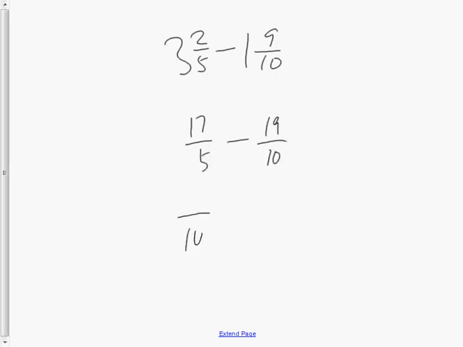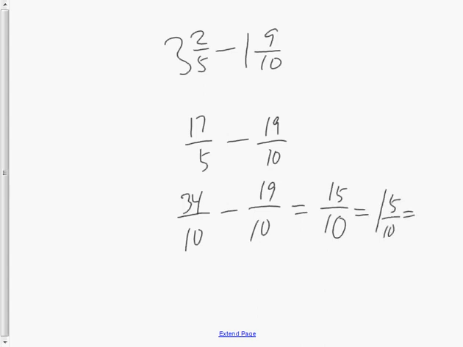Okay, question 17 is 3 2/5, take away 1 and 9/10. I'm going to think, okay, so I'm subtracting mixed fractions. Never subtract them, always convert them to improper. That'll be 17/5, take away 19/10. Your common denominator will be 10. So 34/10 and 19/10. When you subtract the two of them, you're going to get 15/10, which is 1 and 5/10, which in lowest terms is 1 1/2.